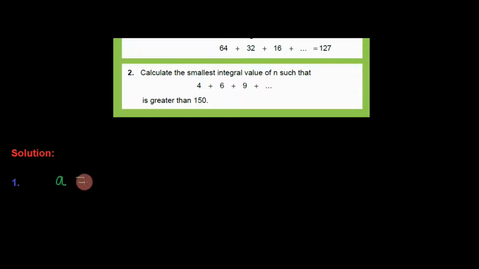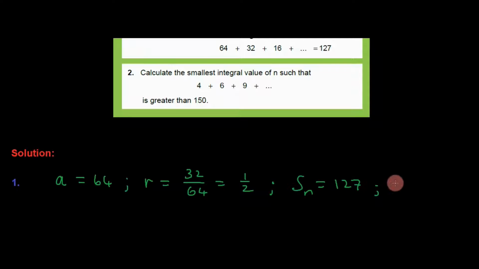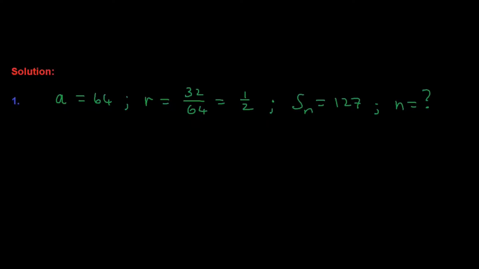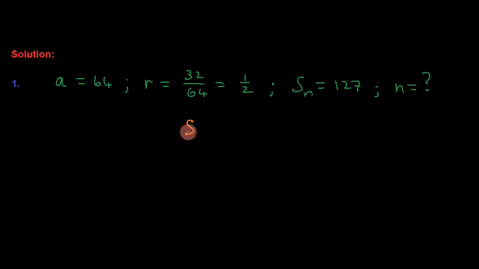We have the first term a, it's 64. We can get the common ratio r by taking term 2 divided by term 1, and this is a half. We are also told that the sum to n terms is 127, and we have to find n, the number of terms. So we're going to use the sum formula. S sub n equals a into r to the n minus 1 all over r minus 1.